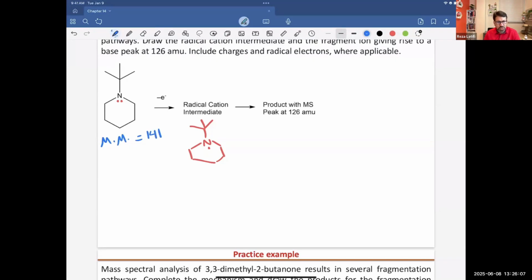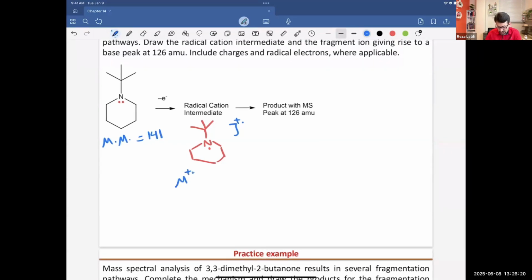Now I remove the one electron from the system. It's not going to change anything. The only thing that is going to happen is we will have a radical cation, and the M over Z, I'm going to call it radical cation. The M over Z for it is 141 again, because we only removed one electron from the system.